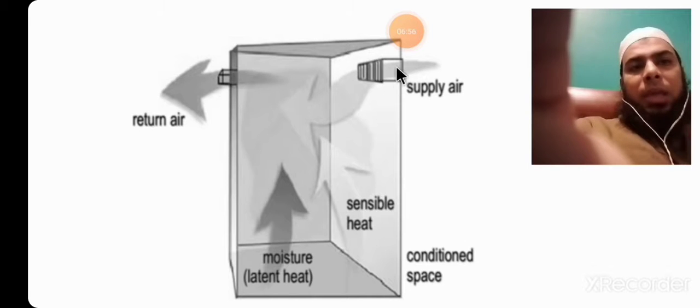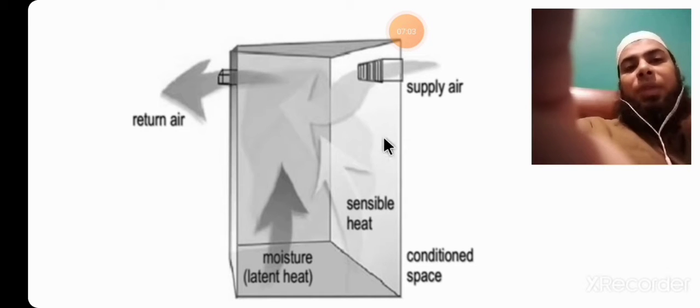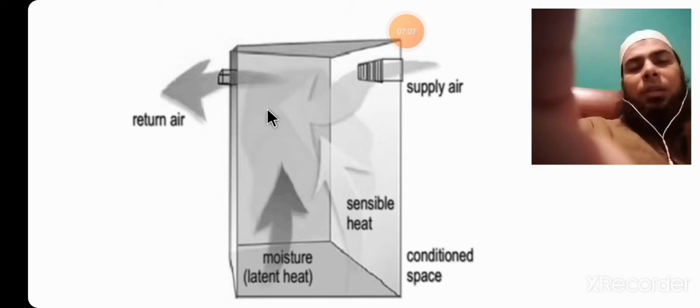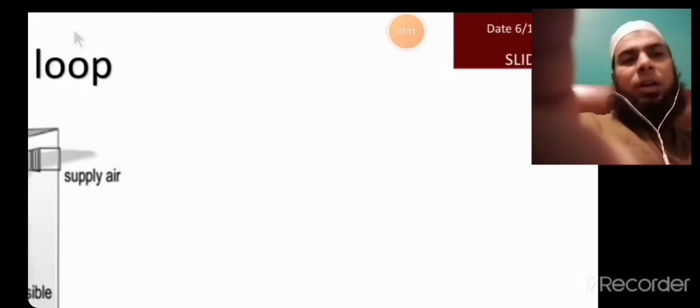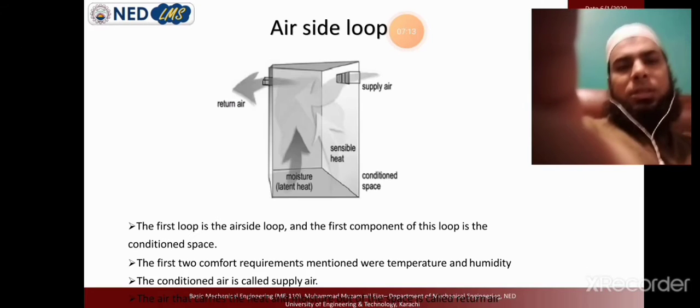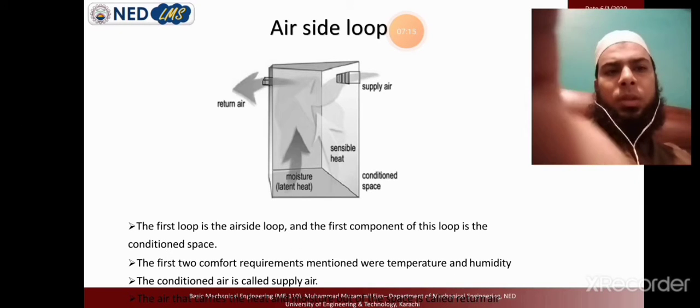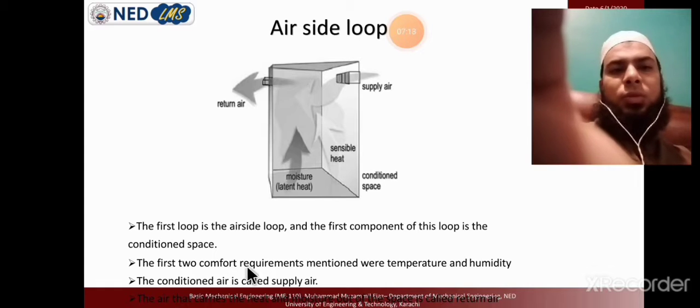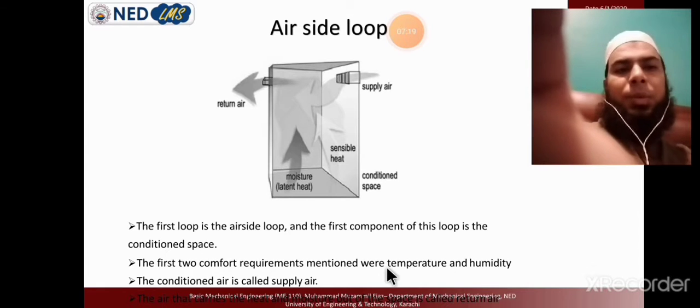So the supply air coming from the air handling unit could be 16 degrees centigrade, but when it mixes with the surrounding air, the surrounding air becomes 23, so the person feels comfortable. And when it is heated, it is returned through the return ducts. So this is the air side loop. The first two comfort requirements mentioned are temperature and humidity.